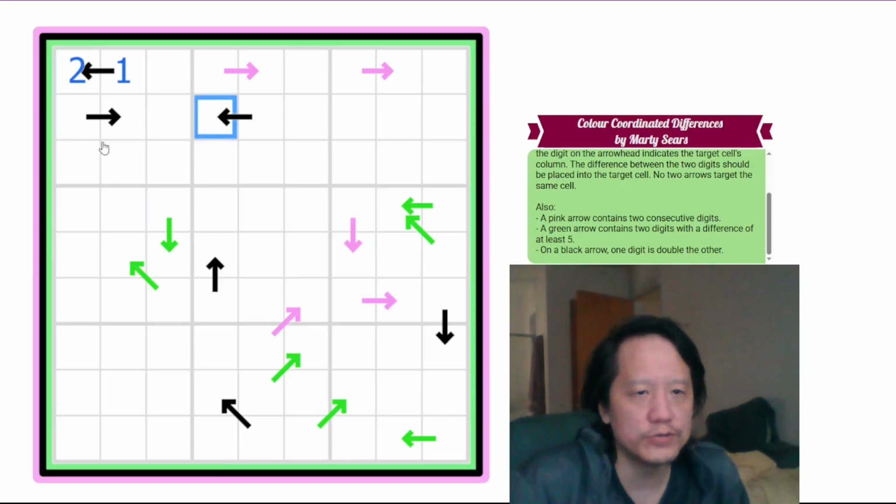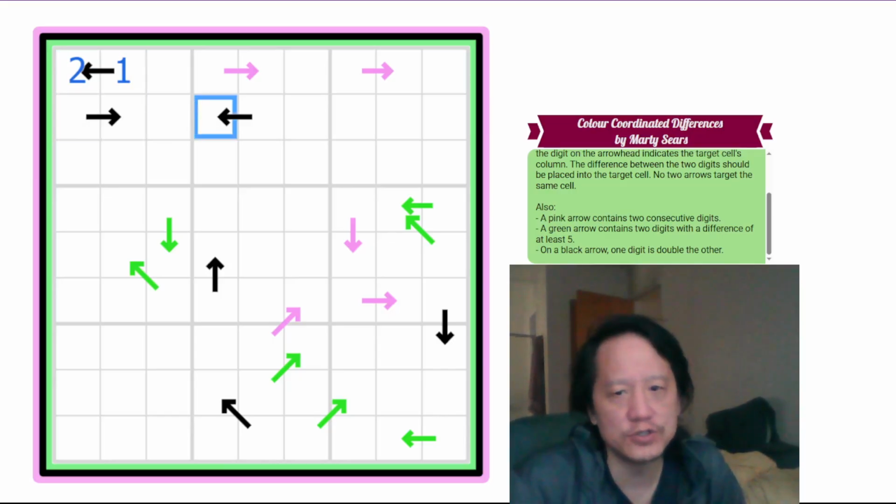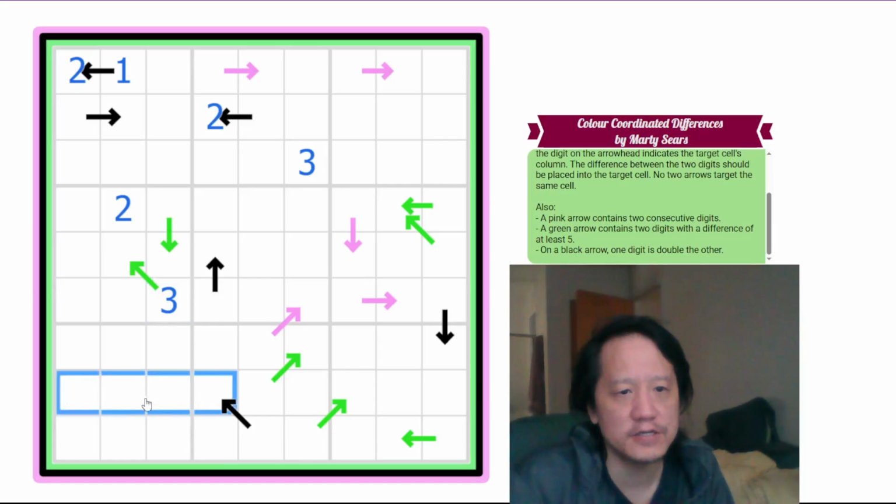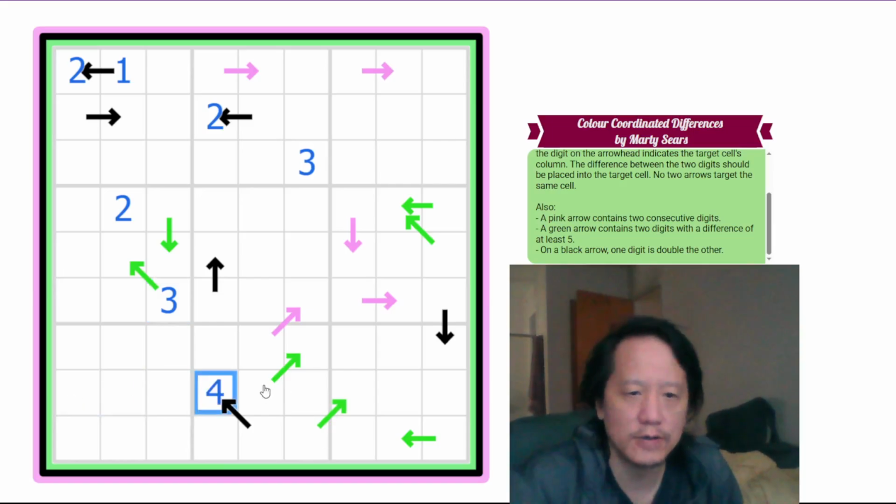We have to have 4 and 2 be correct. So we have 1, 2 already set. We have 2, 4 must be 2. 4, 2 must be 2, because that's the difference between them. 3, 6 must be 3, and 6, 3 must be 3. Then we have 8 and 4 has to be 4.